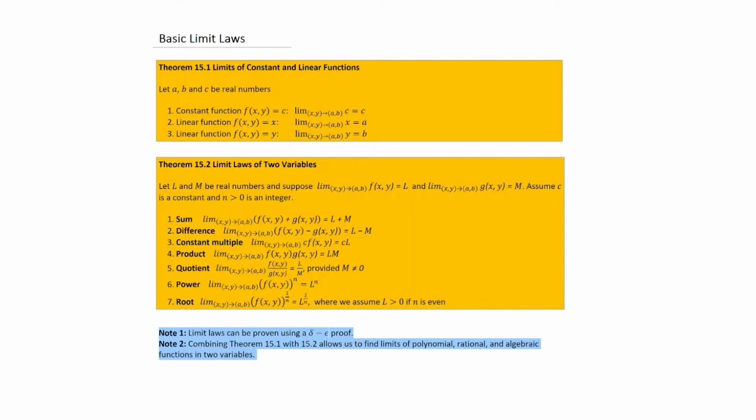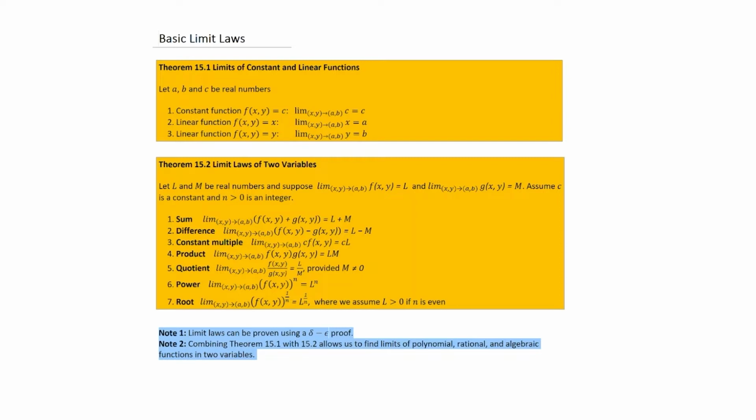So there is one for constant function, determining the limit for a linear function in x and a linear function in y. And then there are various operations that you can perform on functions. So for instance, sum, difference, constant multiple, product, quotient, power, and root. And basically it's saying that if you can show that the limit of one function exists and a limit of a second function exists, then the operation on those 2 functions will provide a new function whose limit also exists.